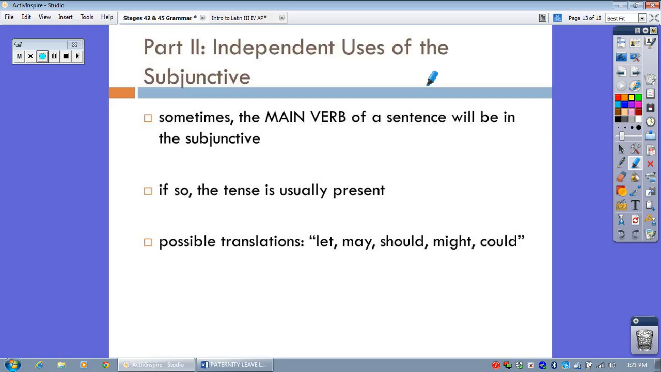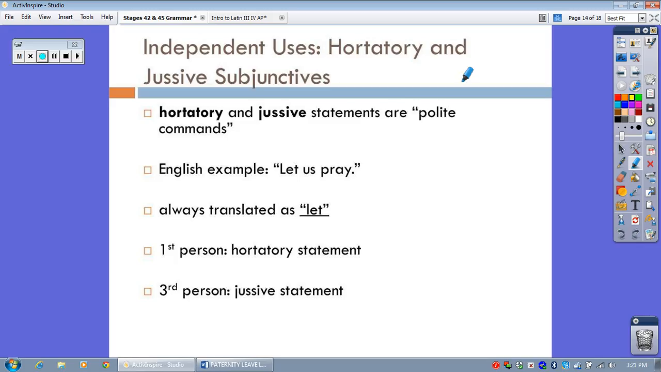Now, within this broad category of independent uses of the subjunctive, we'll talk about specific independent uses. The first one, hortatory and jussive. Hortatory and jussive are polite commands, as in the famous example, let us pray. They're always translated into English using that word let. The only difference between hortatory and jussive is that for hortatory, the subject of the sentence will always be I or we, in other words, first person. For jussive statements, the subject will be he, she, or it.